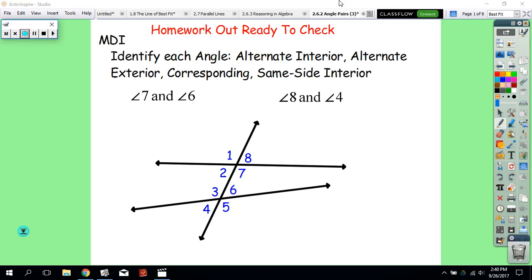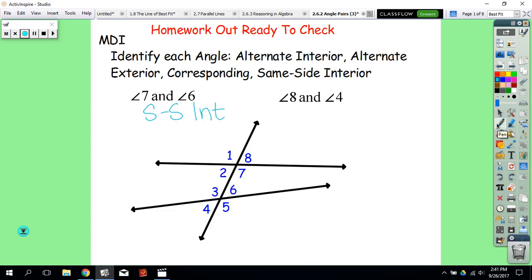Today, what we're going to be working on is, well, I guess for the MDI first, you just have to identify each angle pair as alternate interior, alternate exterior, corresponding, or same side interior. So, if we're looking at angle 7 and angle 6, you should have had that those are same side interior. They're on the same side of the transversal, and they're on the inside of the lines that are being cut. So these are same side interior.